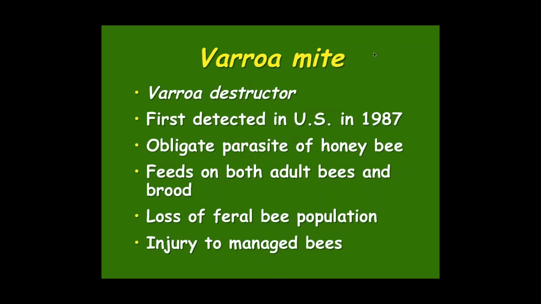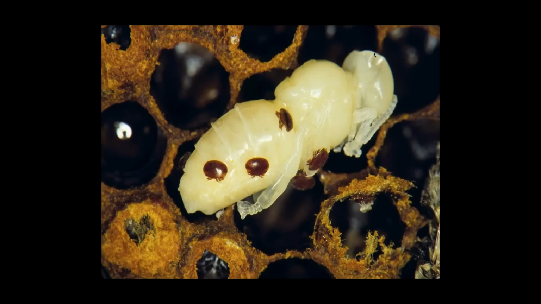Okay. It's gone now. Okay, the Varroa mite, appropriately named Varroa destructor because of its being such a damaging critter, was first detected in the U.S. in 1987. It's an obligate parasite of honeybees. That means it can't feed on bumblebees or wasps or yellow jackets or leafcutter bees. It only can feed and reproduce on honeybees. It feeds on both adult and brood bees. It's caused a lot of loss in the feral bee population and an incredible amount of injury to managed bees.